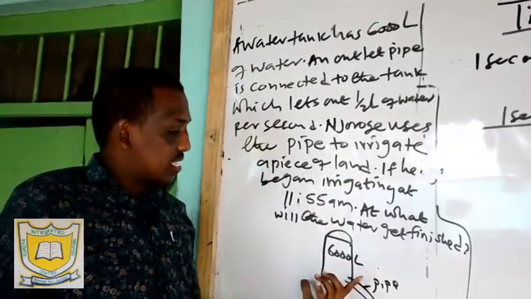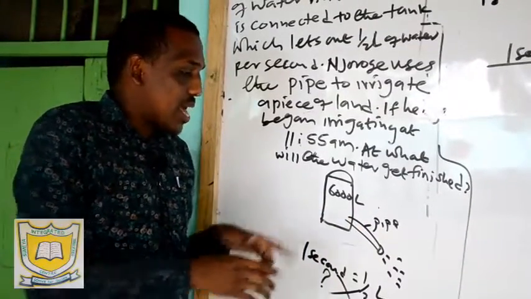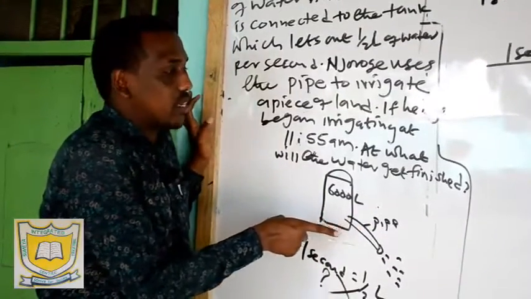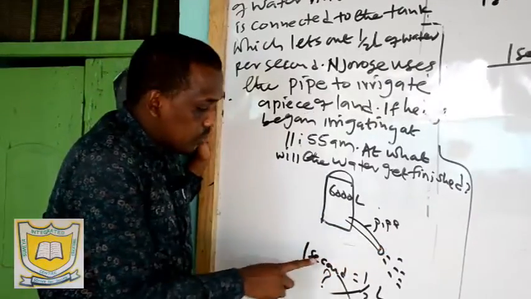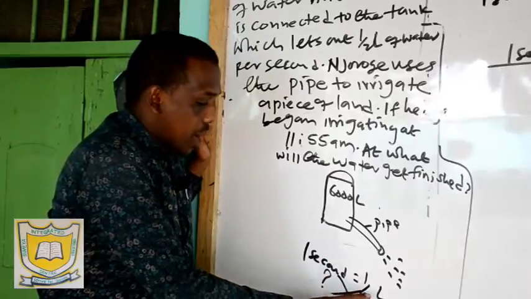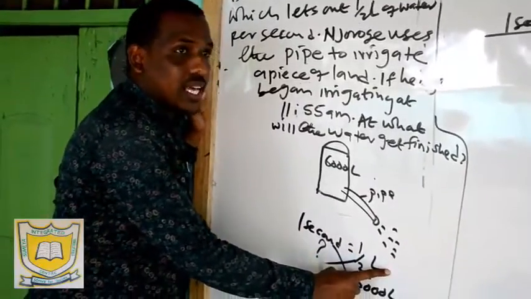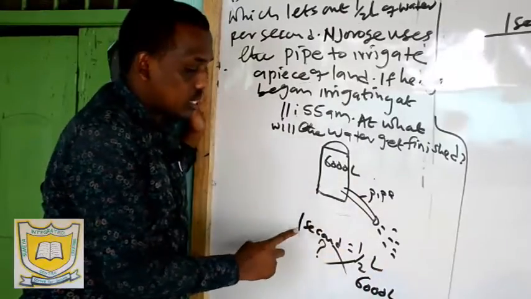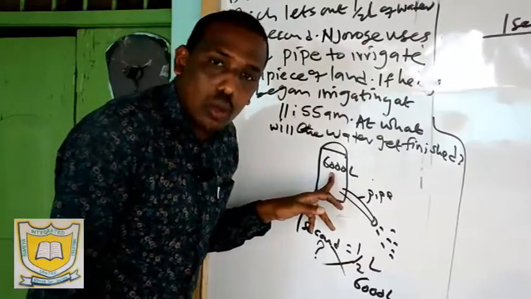I've drawn a sketch here. So the tank contains 6,000 liters of water, and there's an outlet pipe which was connected to let a half liter of water out. So this is the pipe. So a half liter per second. So 1 second, a half liter. It lets out a half liter of water. What about the total amount of water?